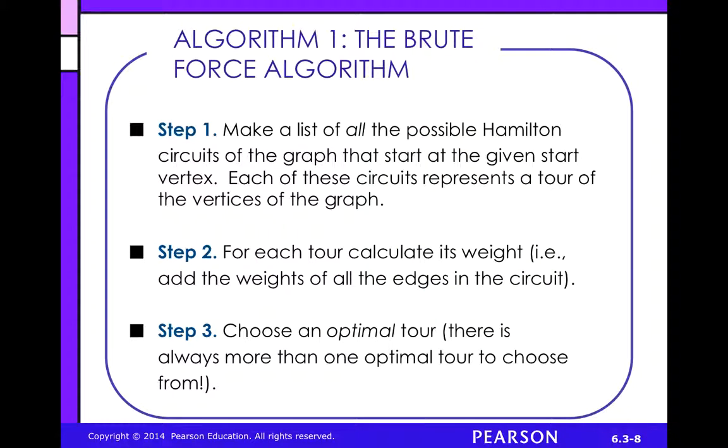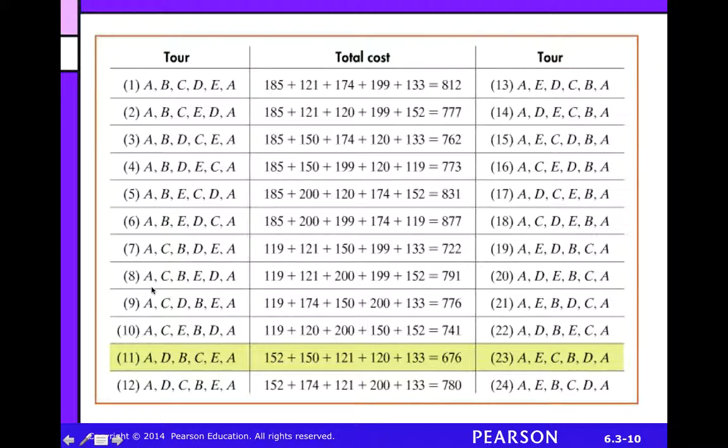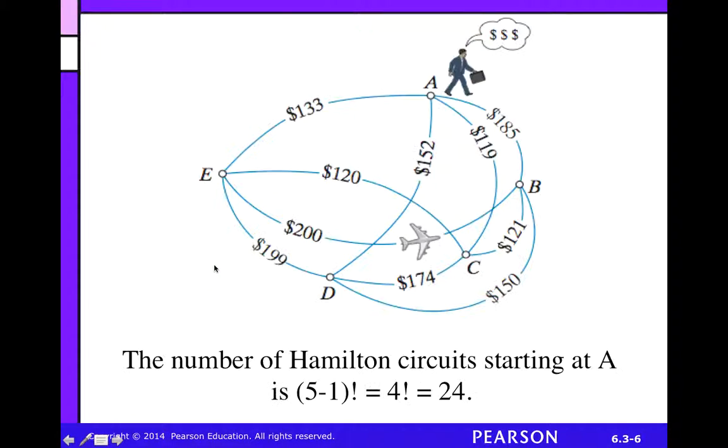Remember, step one is to make a list of all the possible Hamilton circuits of the graph that start at the given start vertex. These two outer columns, tour and tour, are all possible Hamilton circuits that start at A. You can go A, B, C, D, E, A. You can go A, B, C, E, D, A. You can go A, B, D, C, E, A, etc. There are 24 total, and we know there must be 24 because we calculated it already.